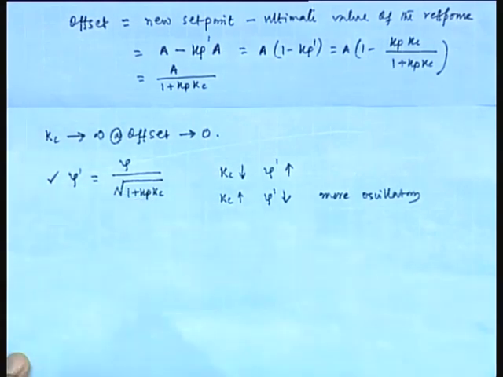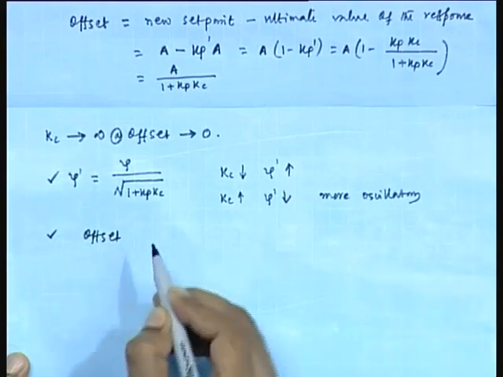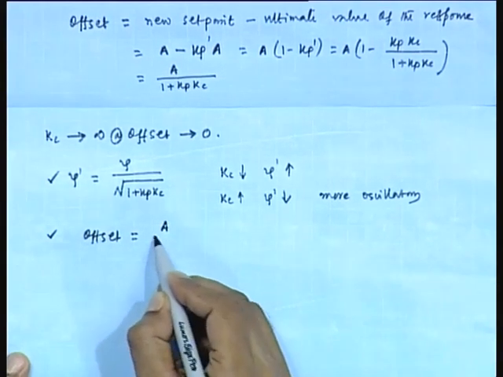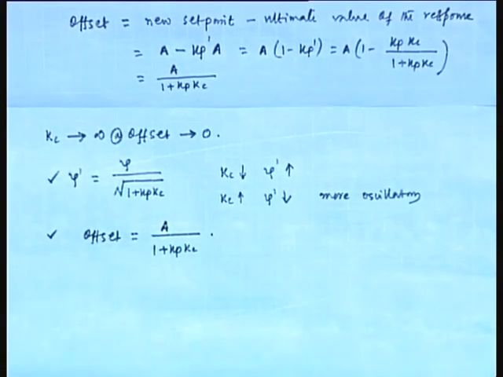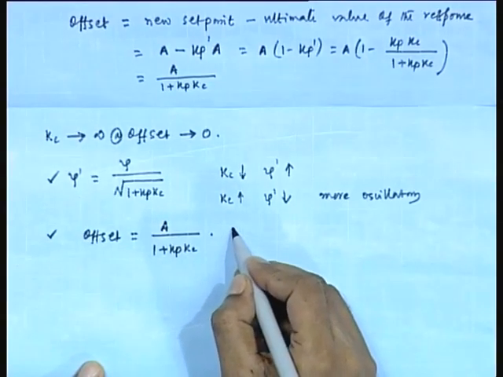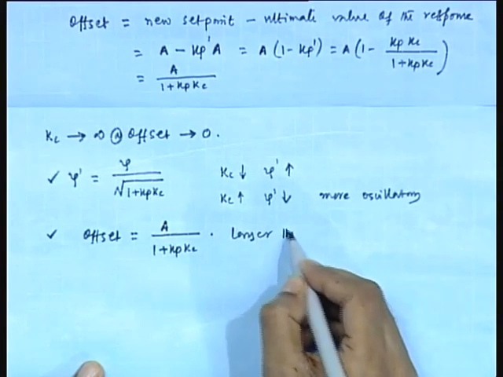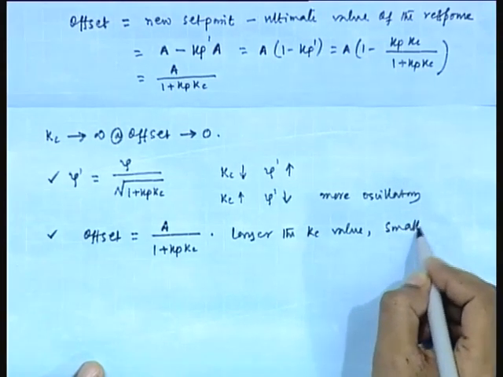This is one point. Another point is, we know the offset equals A divided by 1 plus Kp Kc. From this expression we can say that the larger the Kc value, the smaller the offset.